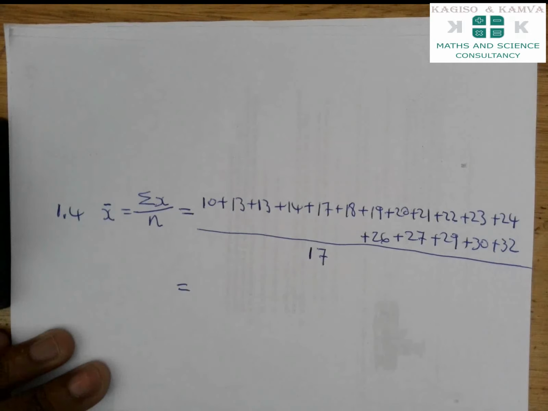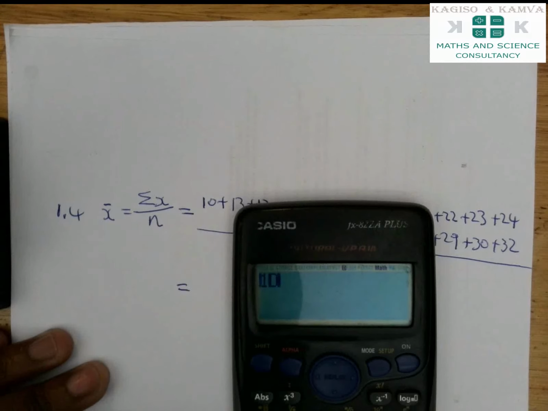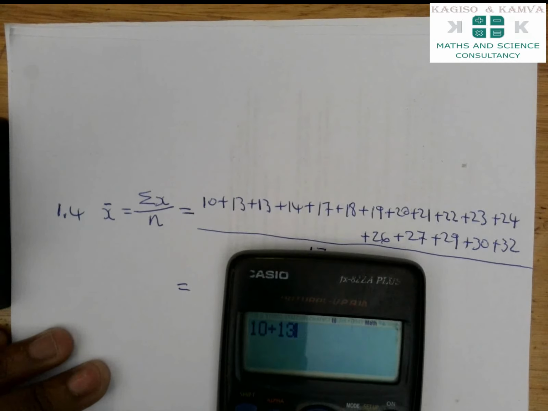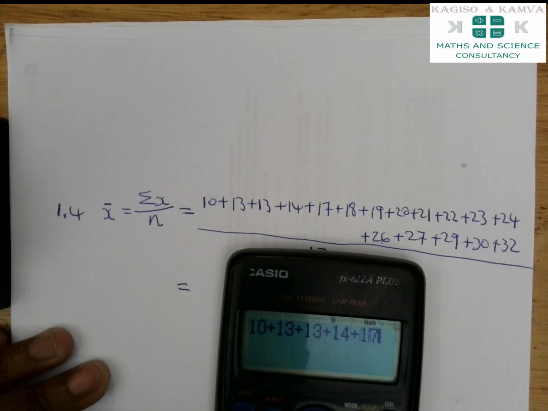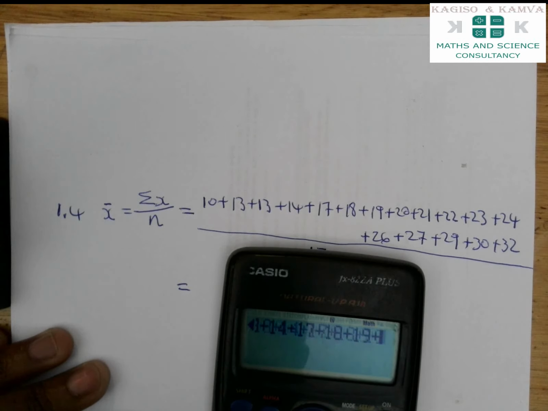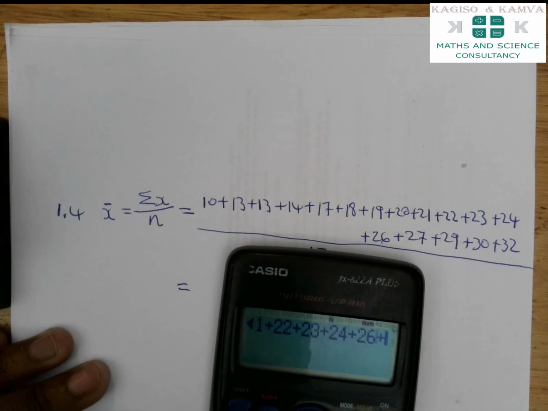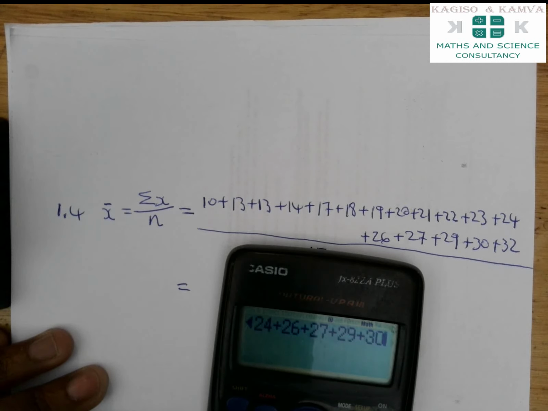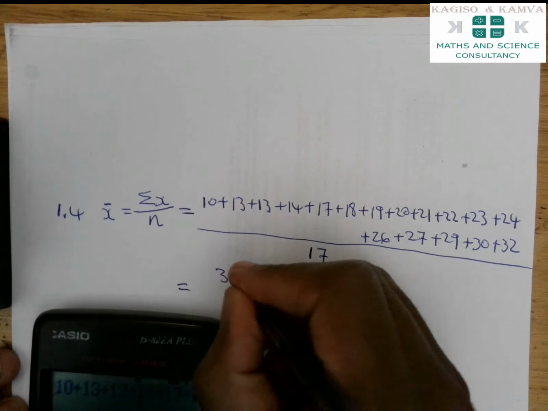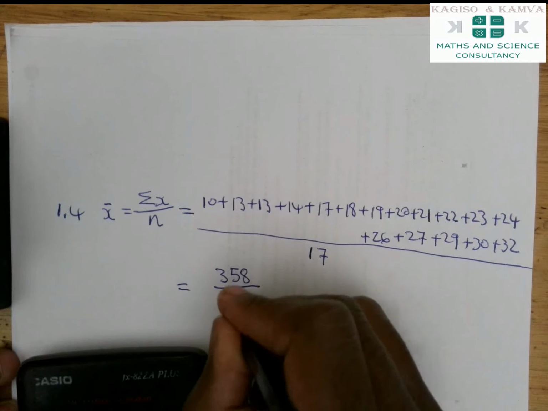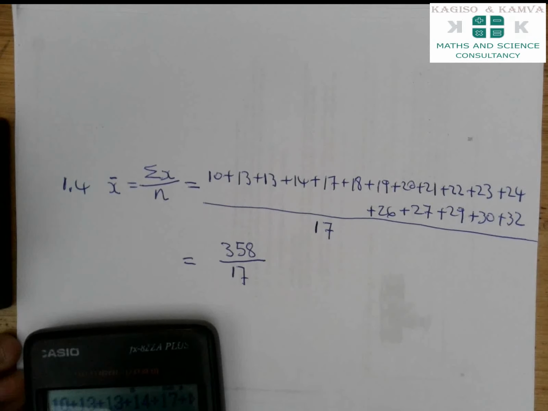So if you add all these, 10 plus 13 plus 13 plus 14 plus 17 plus 18 plus 19 plus 20 plus 21 plus 22 plus 23 plus 24 plus 26 plus 27 plus 29 plus 30 plus 32, we have 358. 358 divided by 17.